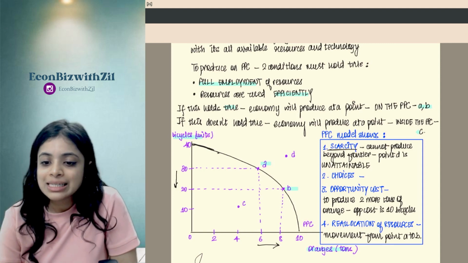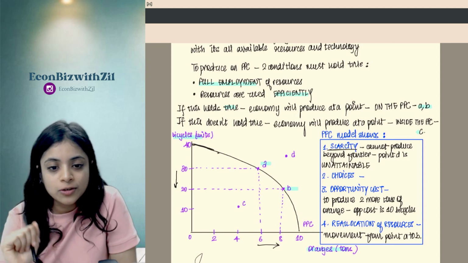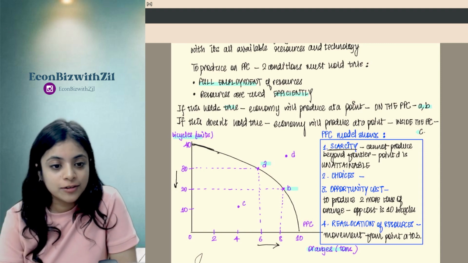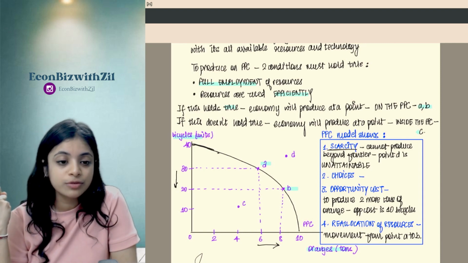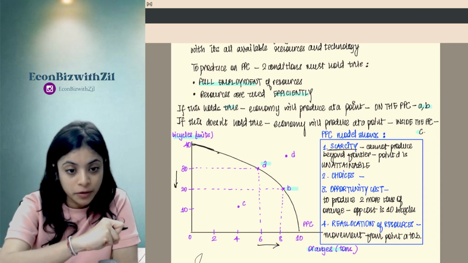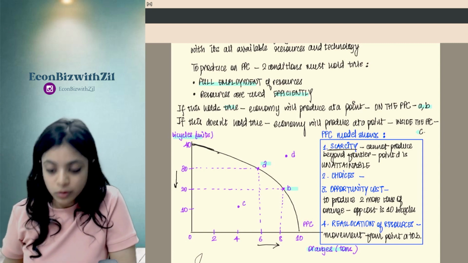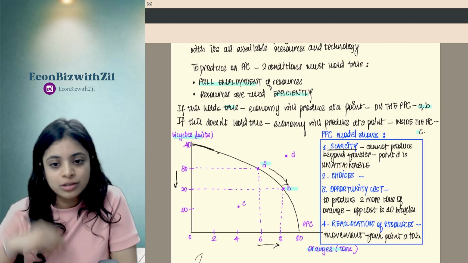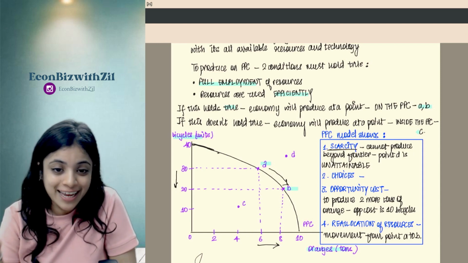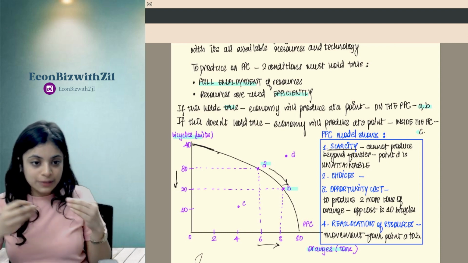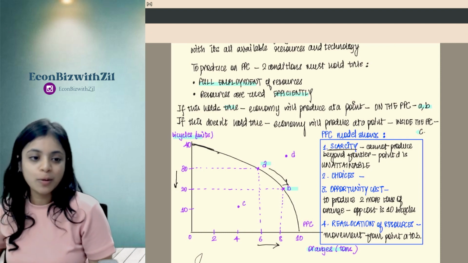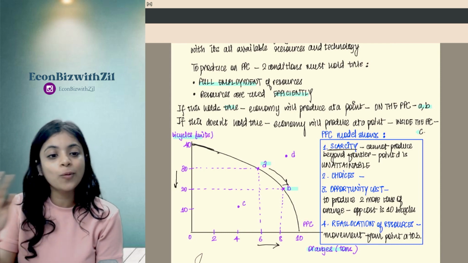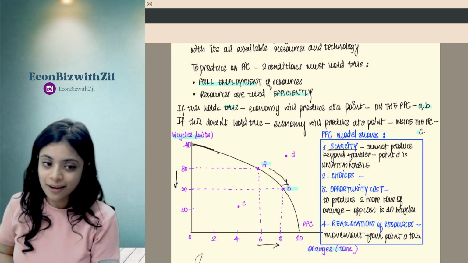Lastly, reallocation of resources. If I am willing to increase oranges, I need to pull resources out of bicycles and put them into making oranges. This reallocation of resources is shown by the movement from A to B: to produce more oranges, I have to use resources from bicycles. So this is what your PPC model shows, and these are the various concepts that PPC covers.